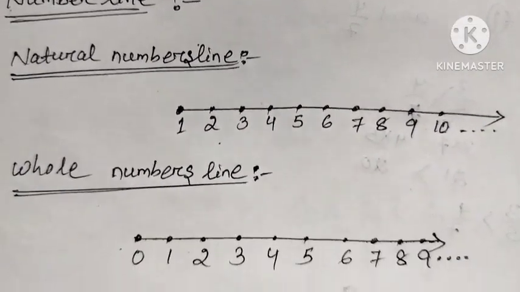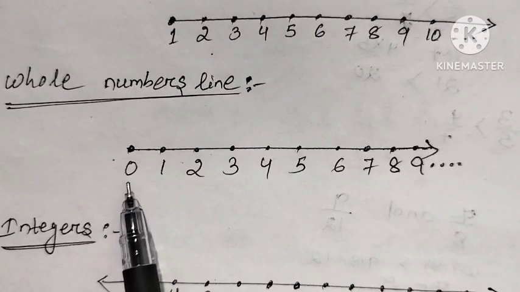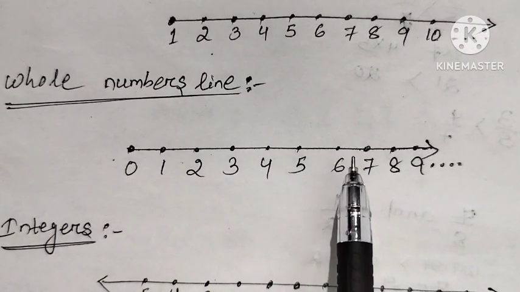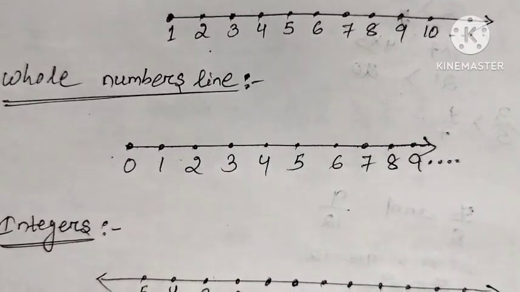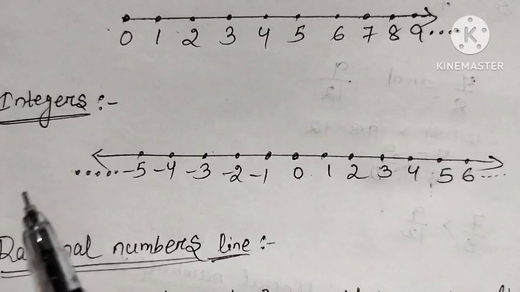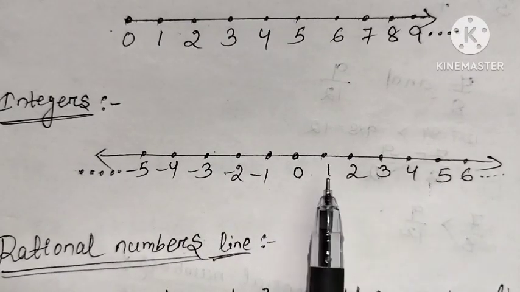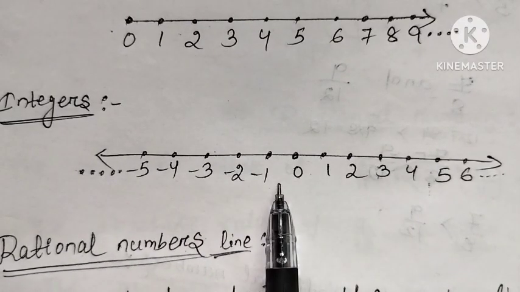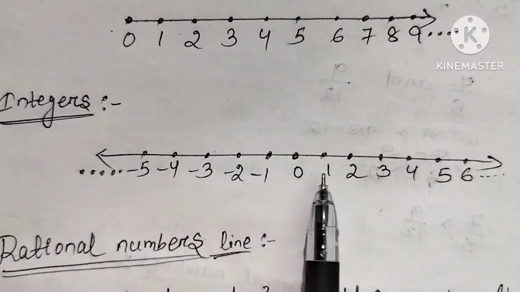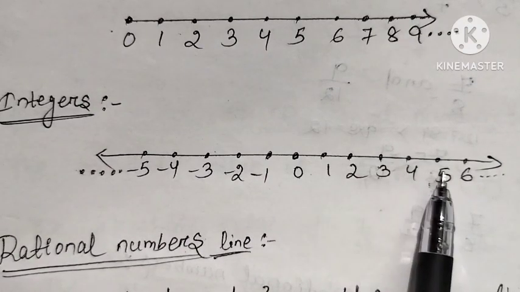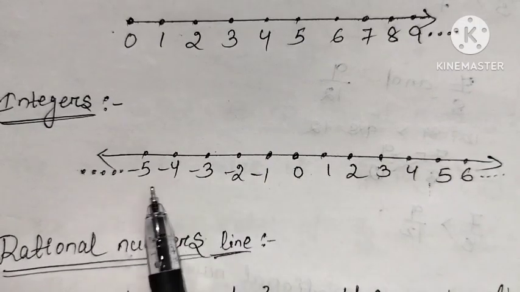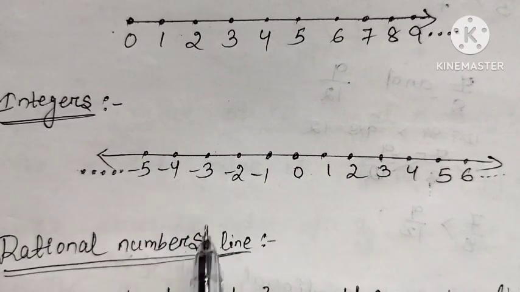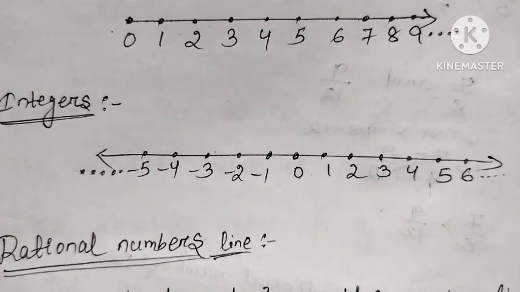Next is whole numbers. Whole numbers start with 0 and include all natural numbers: 0, 1, 2, 3 up to infinity. Next is integers. Both positive numbers and negative numbers, including 0, are called integers. The positive numbers are 1, 2, 3, 4 up to infinity, and the negative numbers are -1, -2, -3, -4, -5. These are the natural number, whole number and integer number lines.